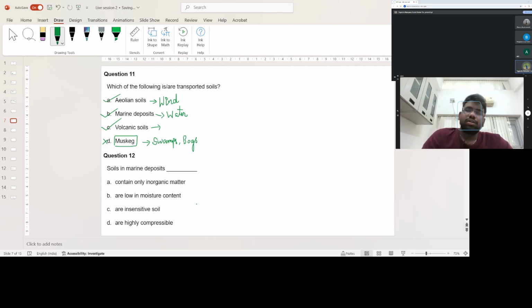The next question is, soil in marine deposits: A, contain only inorganic matter; B, low in moisture content; C, insensitive; D, highly compressible.